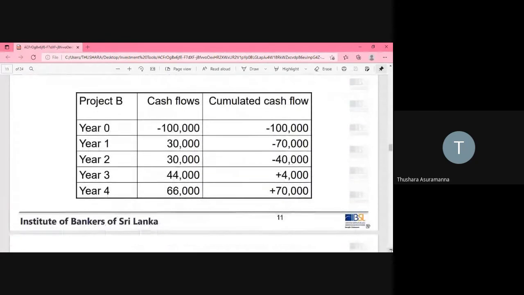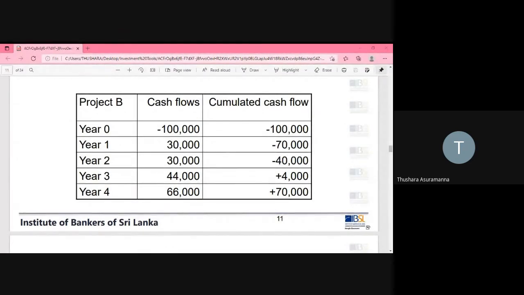Right. Here, first we check this. Now, see whether who has missed these numbers. Taruka, check what is wrong with your computation. Year 0, cash flows 100,000. Year 1, we have 30. Year 2, we have 30. Year 3, we have 44. Year 4, we have 66. See whether you have got those numbers first. Yes, correct. Then you have 100,000 minus 70,000 minus 40,000 plus 4 and the 70,000 for year 4. Have you got that also correct?